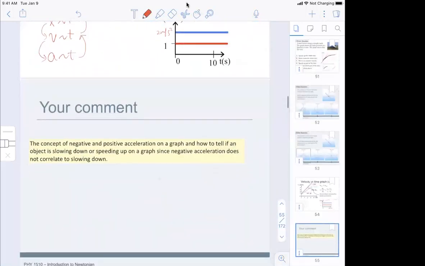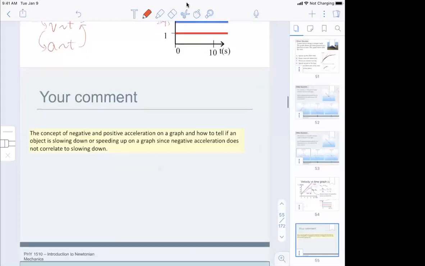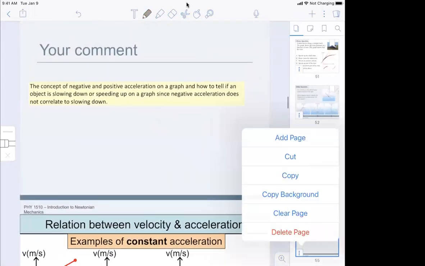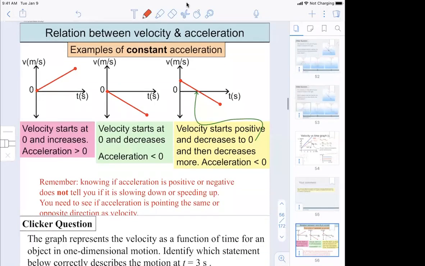There was some comment from you that reading the acceleration on a graph is difficult because sometimes it's negative, sometimes it's positive, and we were talking about how that doesn't really tell us whether it's speeding up or slowing down. So how do we connect something being positive or negative to something speeding up or slowing down? I want to show you some examples to address that comment. Let's look at these three graphs one by one. First of all, we're just going to focus on the first one.